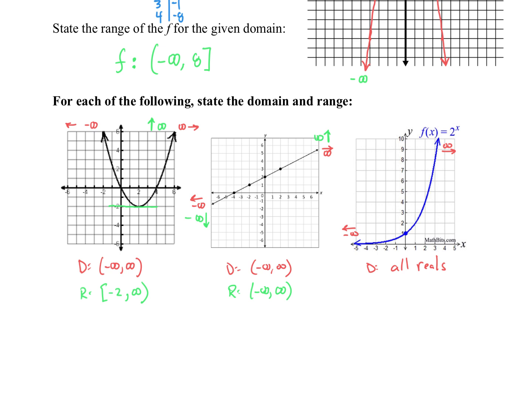Now, this one, I left the name of the function in. This is an exponential function. And remember, that's the one that's a little bit different. What's happening on this side is I'm getting closer and closer and closer to the x-axis, but I never cross it. So the range for an exponential function is 0, but it doesn't touch 0. And then it goes off to infinity in the positive direction.